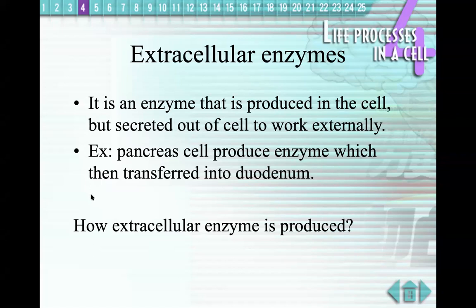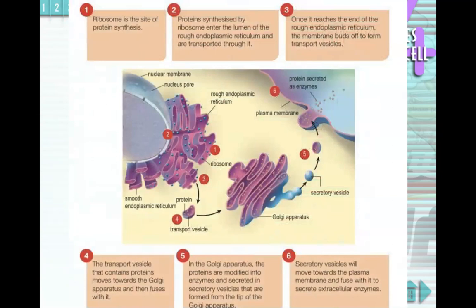For example, pancreas produce enzyme, for example lipase, amylase, trypsin. But where will this enzyme be used? In the duodenum. So pancreas and duodenum are two different locations. So how is extracellular enzyme produced? Here is how it happened.